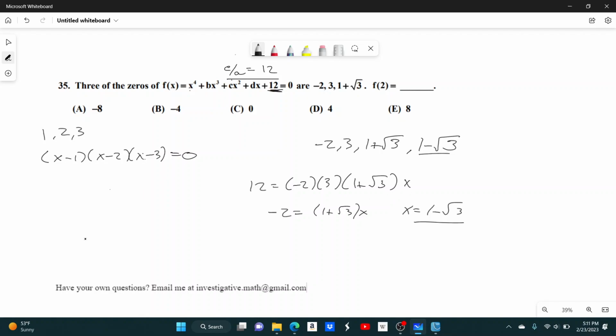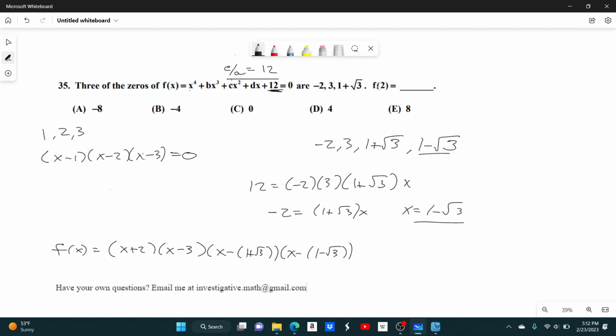So from here, we can form our equation. f(x), we just use the roots. So it'll be (x + 2)(x - 3)(x - (1 + √3))(x - (1 - √3)). And notice, if you plug in any of the roots into this equation, so let's say you plug in -2, well, this x + 2 will end up being 0, which will make the entire thing 0, which would make it a root.